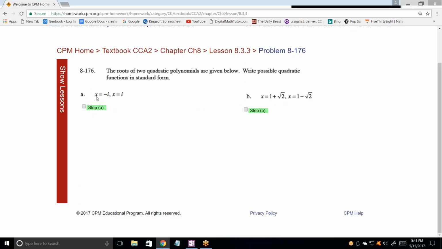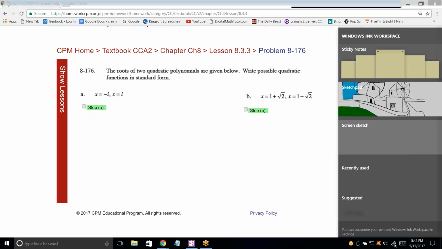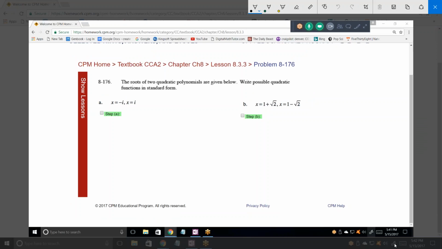Okay? How do I do the first one? It's x plus i, x minus i. But they don't want that. Write possible quadratic functions. In other words, multiply those two together.